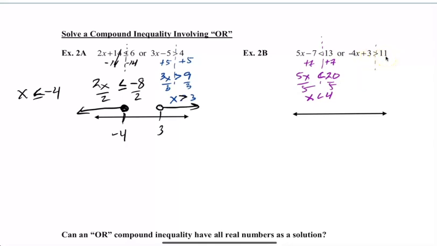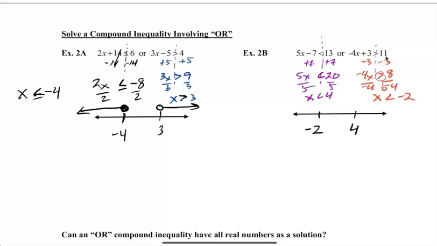Same idea, let's get the x by itself. So minus 3 from both sides. -4x is greater than 8. Divide by -4. Oh, in this case we are dividing by a negative, so you do have to flip that inequality. And we get x is less than -2. So 4 and -2. So this one's going to be interesting. So we have -2 and we have 4.